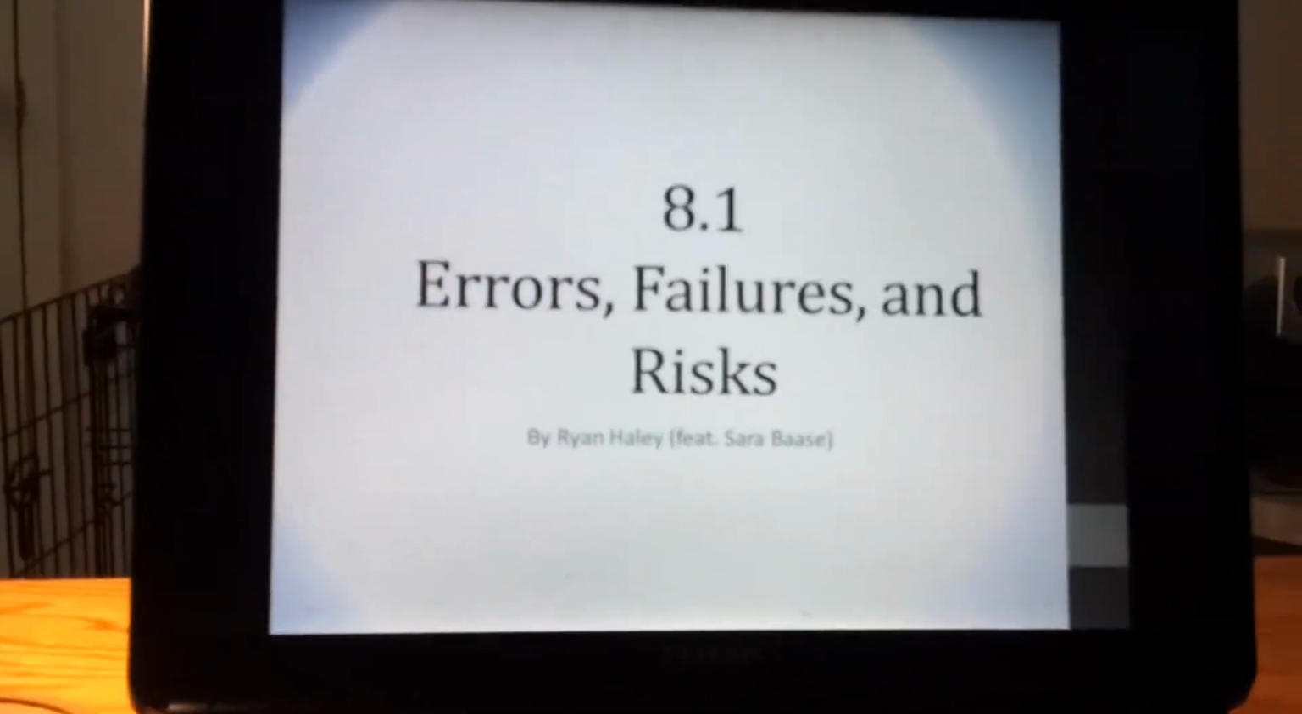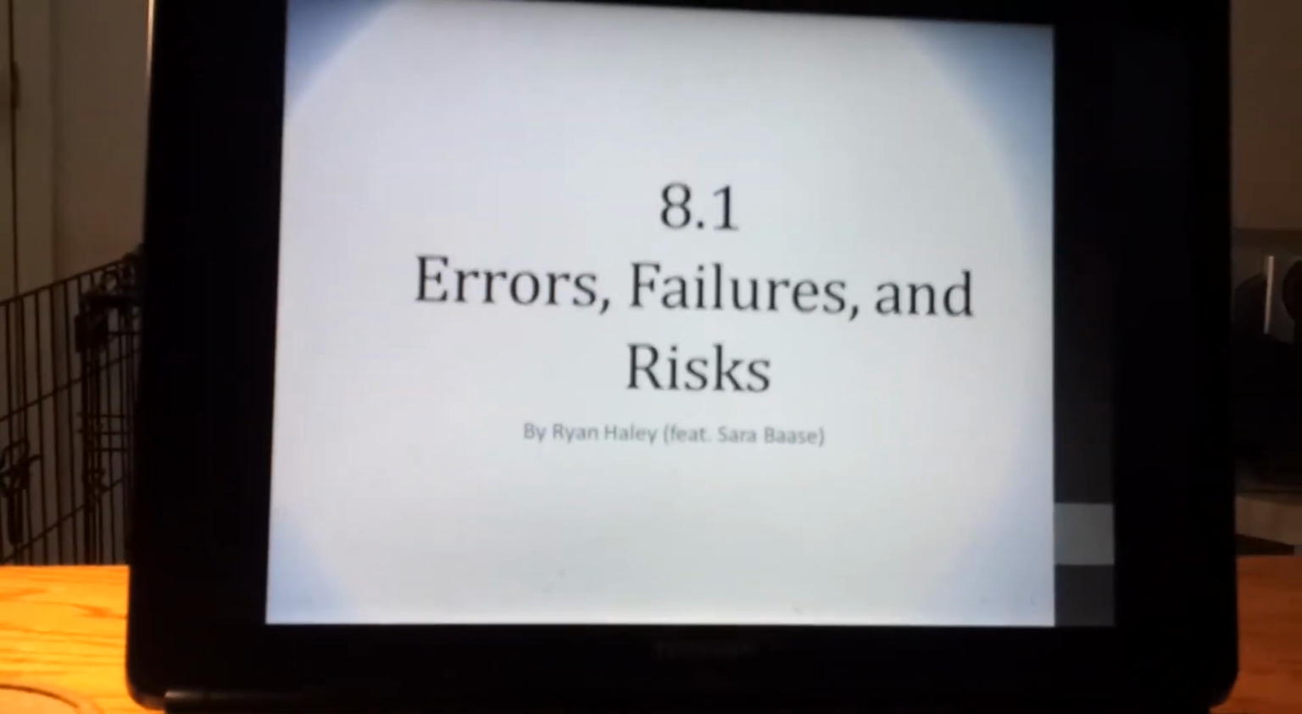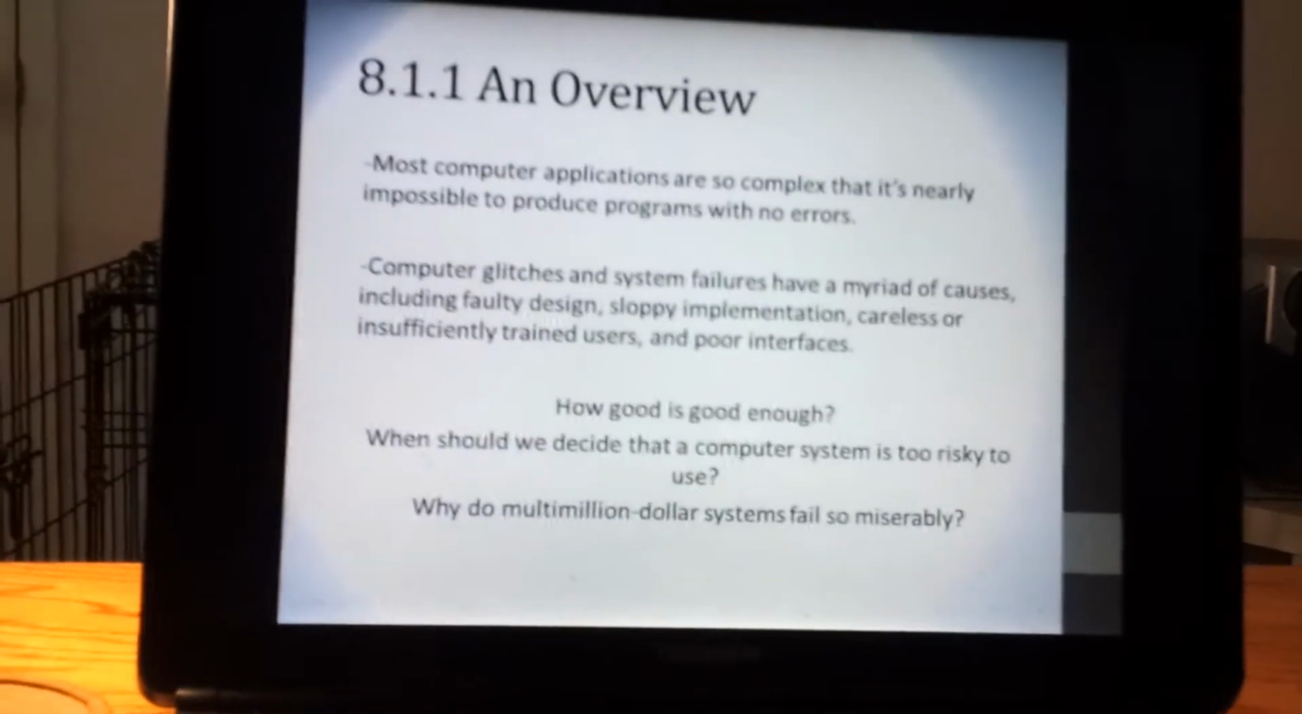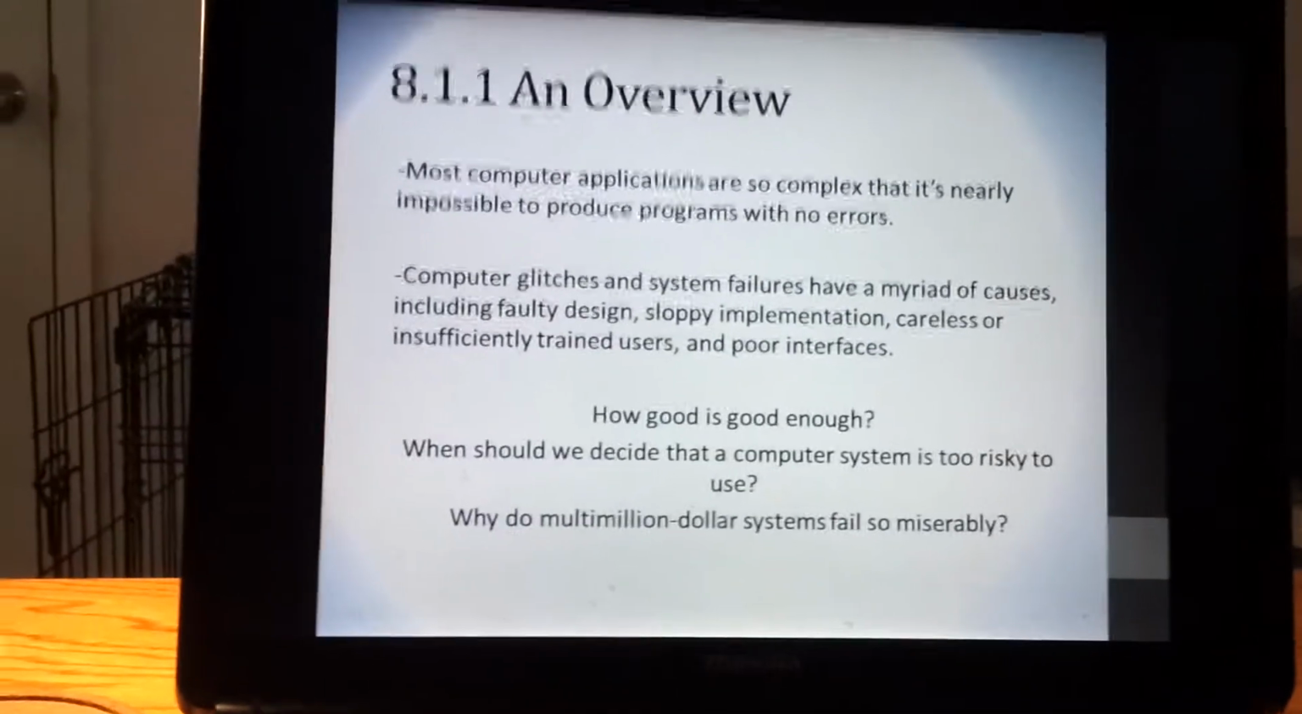Bass book. Sarah Bass book? We'll go with that. Just to give you guys an overview of what the chapter's about.